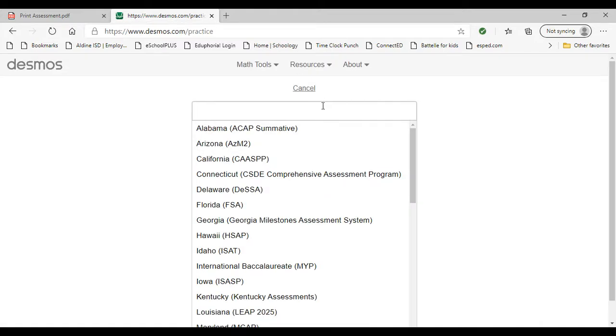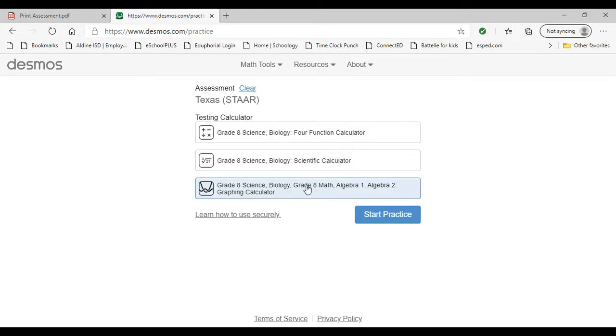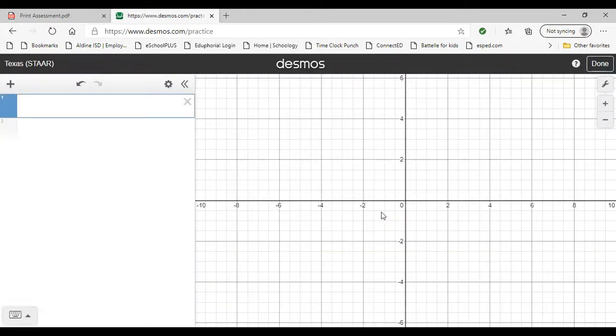You choose assessment and you type in Texas, which is the STAAR that we're taking. These are the 3 types of calculators you have. We're going to stick with this one at the bottom because it's algebra 1, and we're just going to hit start. This is going to get you used to what you're going to be able to do. So when you're graphing, your equations have to be in y equals, which is something very important that we need to practice on making sure we know how to solve for y.